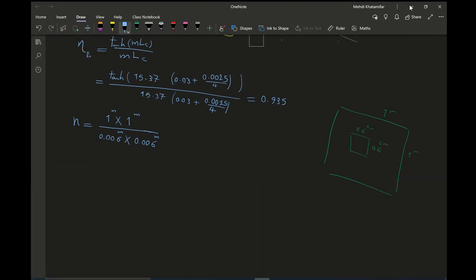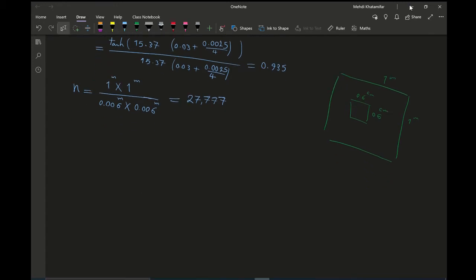So this is going to give us 27,777 pin fins. Now let's find the total area for fins. So the area for all fins is going to be the number of fins, let's put a T here, total number of fins, times the area of one fin.